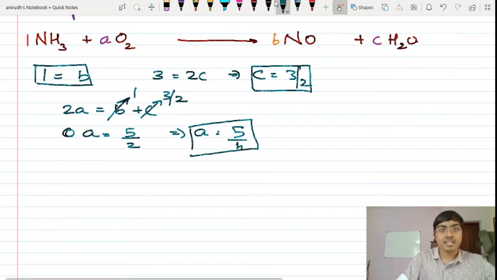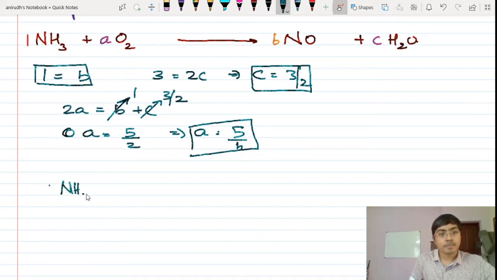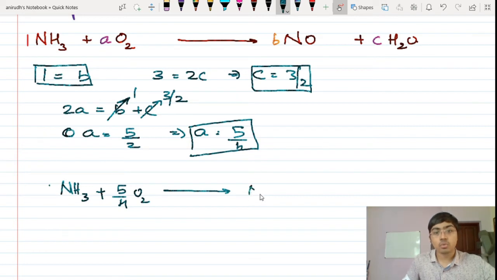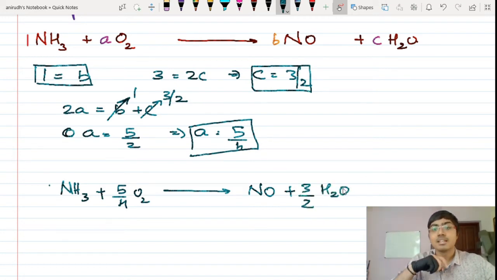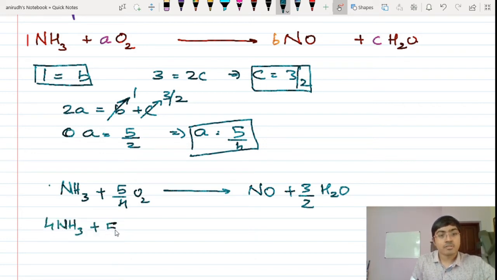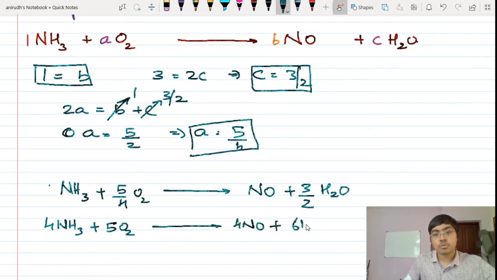So let's write this in the clearest way possible now. This will be NH3 plus A, which is 5 by 4 oxygen, gives B, which is 1 NO, plus C, which is 3 by 2 H2O. That is all. Now if you want to make this into a good form, you can simply multiply throughout by 4. You will get 4 NH3 plus 5 oxygen gives 4 NO plus 6 H2O.